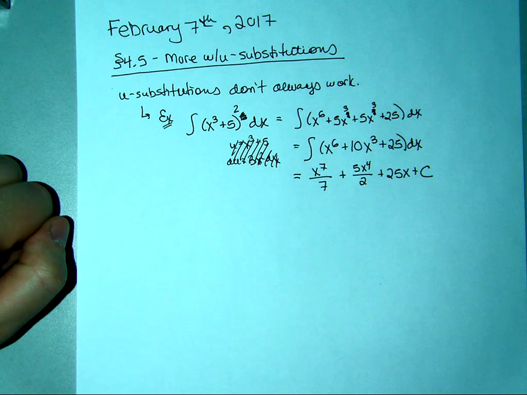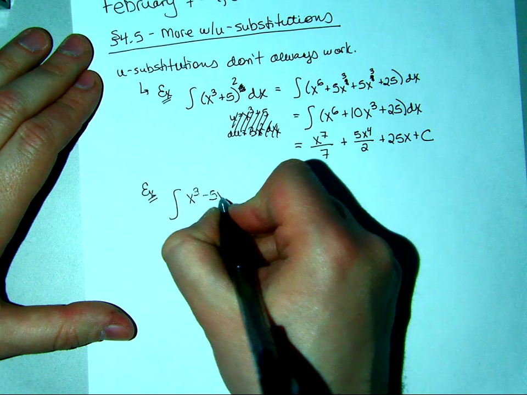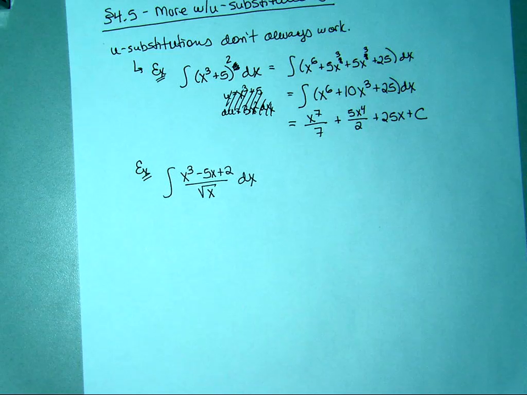How about the integral of x cubed minus 5x plus 2 over square root of x dx? How would you deal with this? U-substitution or something else? Elizabeth, any thoughts? Yeah, you can absolutely do that.